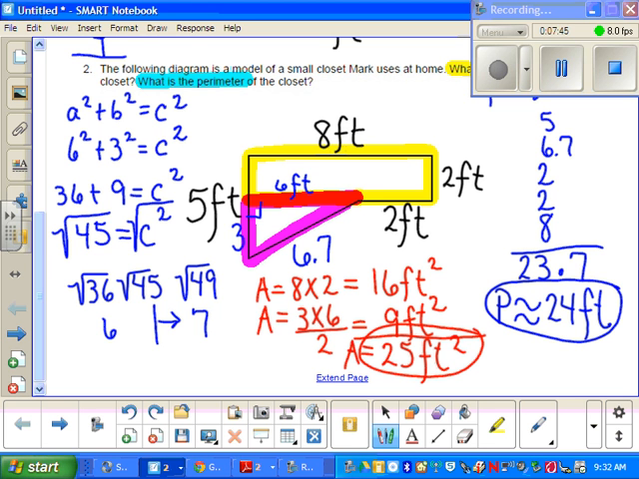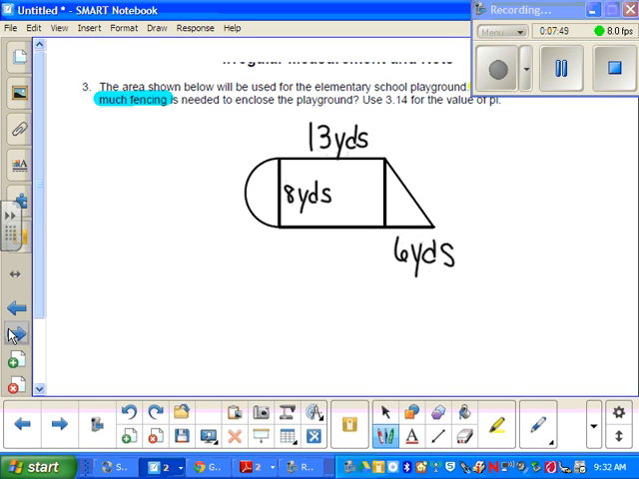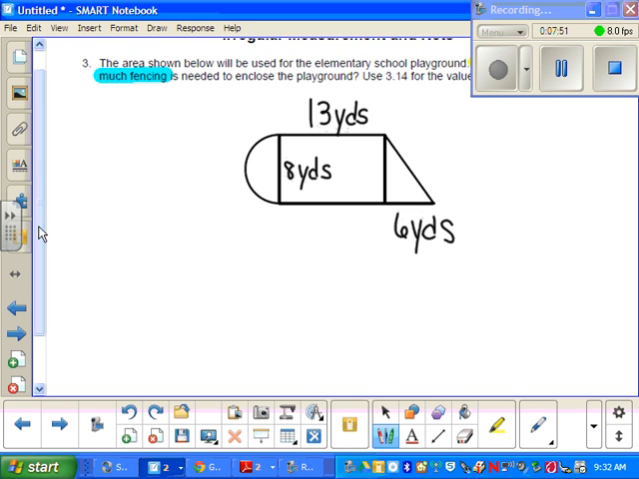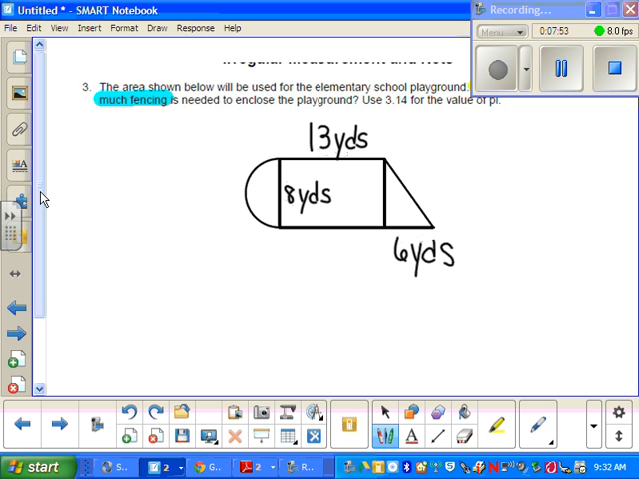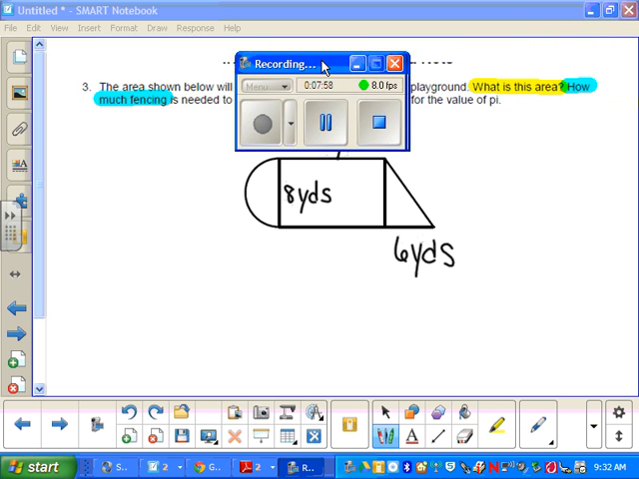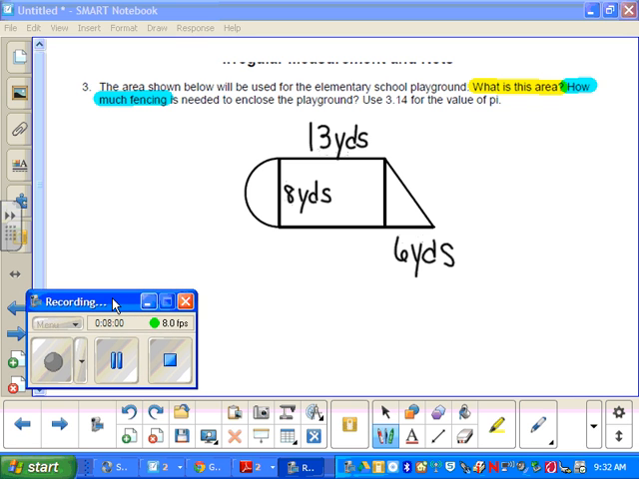So now let's do one more. Now this next one's going to have a circle in it, or actually half of a circle. And they actually have it divided up for us. We don't have to divide it up or do our dotted line. So we have half of a circle, we have a rectangle, and we have a triangle.